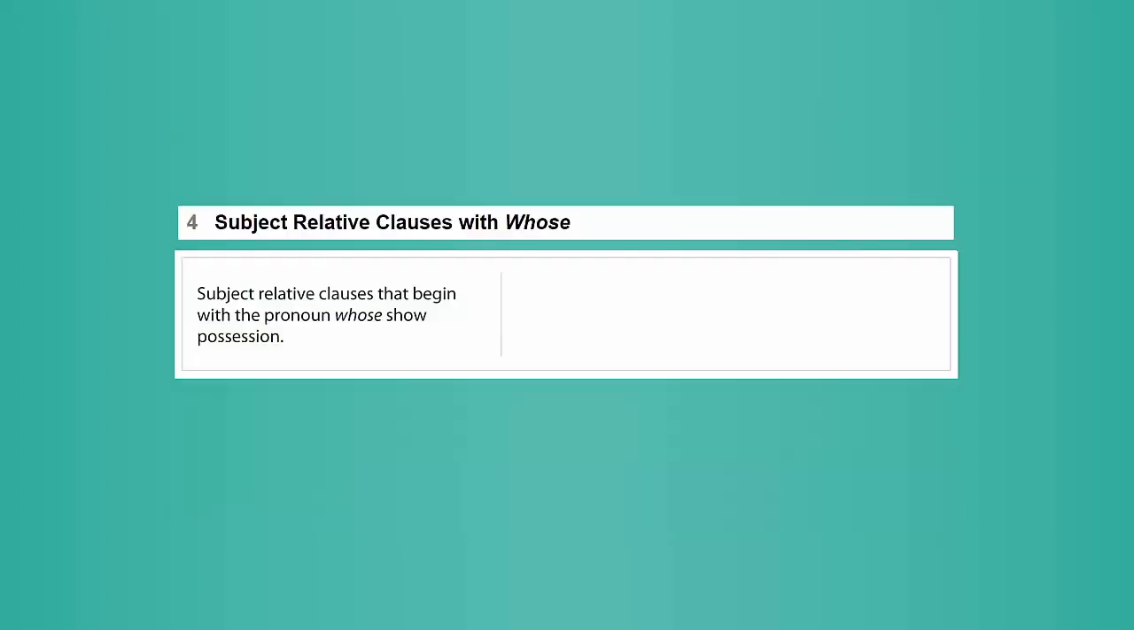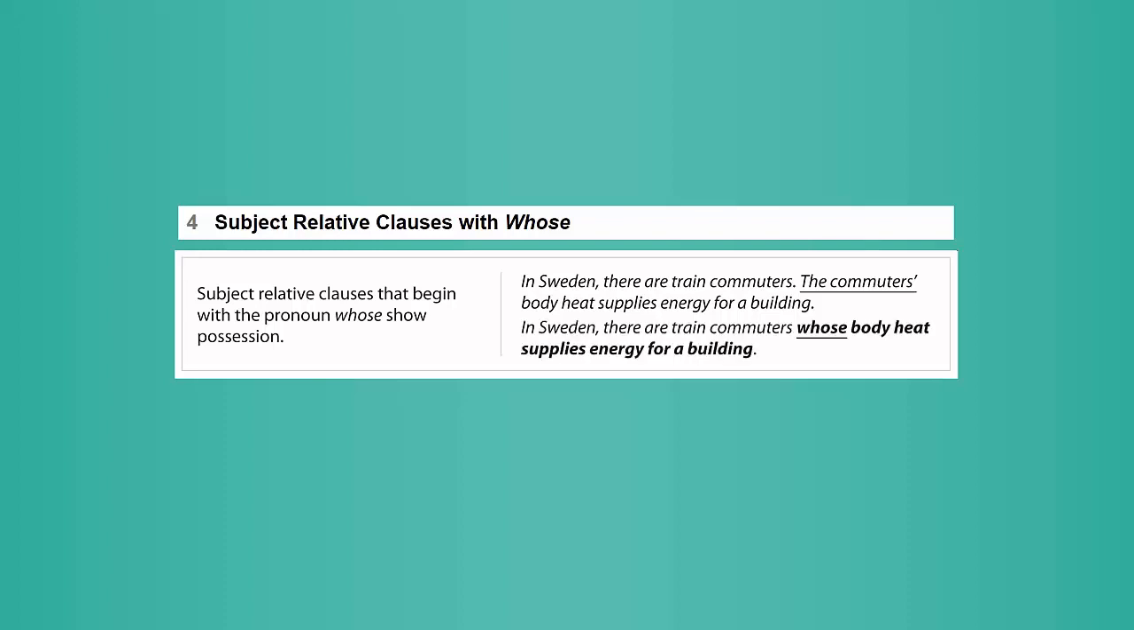Alright, here we come with a new word, whose. That is subject relative clauses with whose. Subject relative clauses that begin with the pronoun whose show possession. For example, in Sweden, there are train commuters. The commuters' body heat supplies energy for a building. And we can say, in Sweden, there are train commuters whose body heat supplies energy for a building.